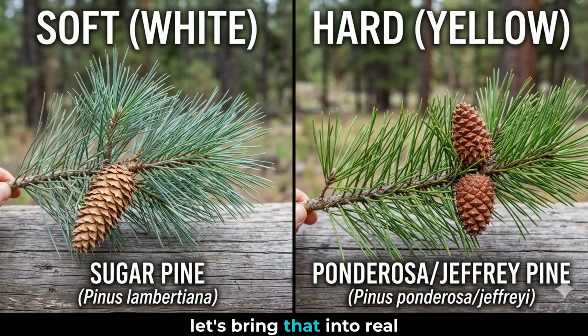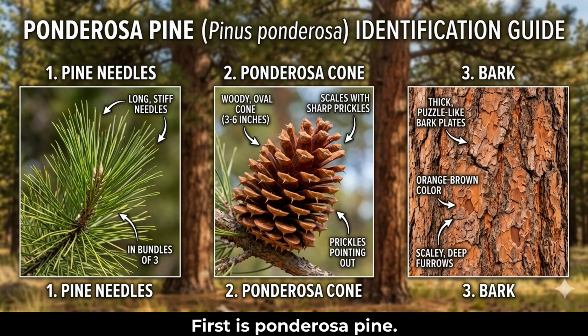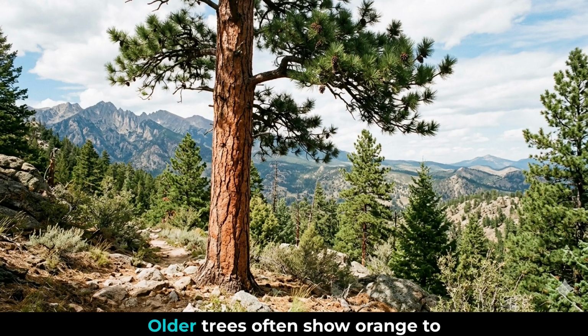Now, let's bring that into real California examples. We'll start with the yellow pines, since these are some of the most commonly encountered inland species. First is ponderosa pine. This is one of the most widespread and recognizable conifers in western North America. It typically has 3 long needles per bundle and develops thick, plated bark as it matures. Older trees often show orange to cinnamon-colored bark plates that make them easy to recognize from a distance.